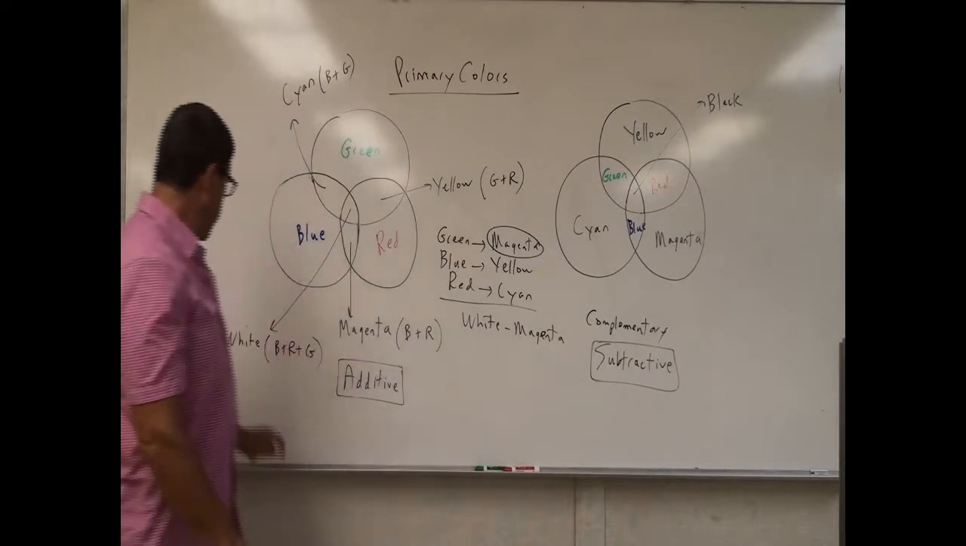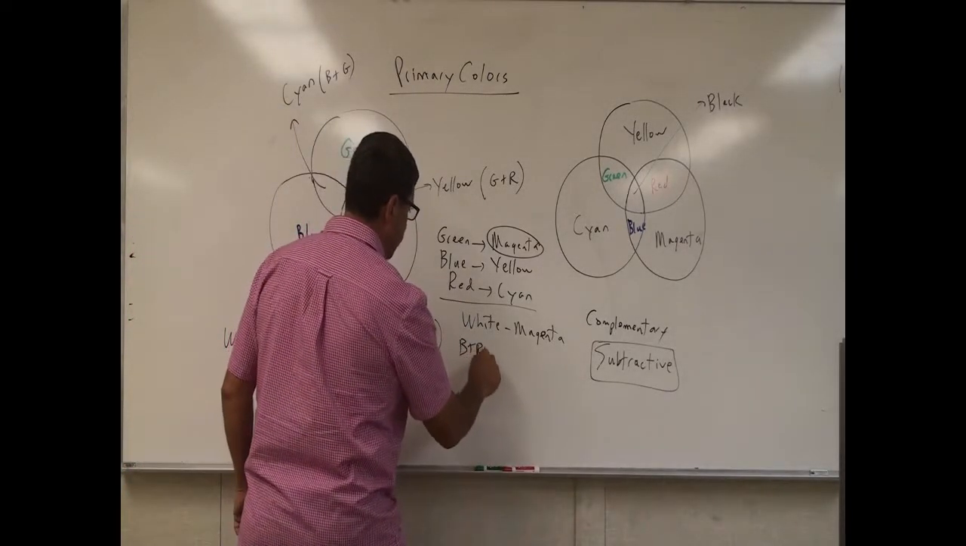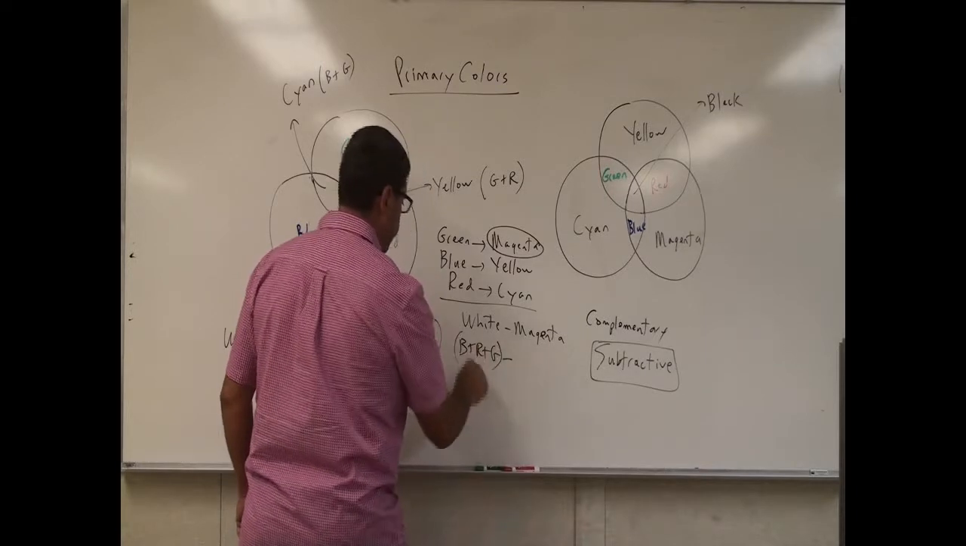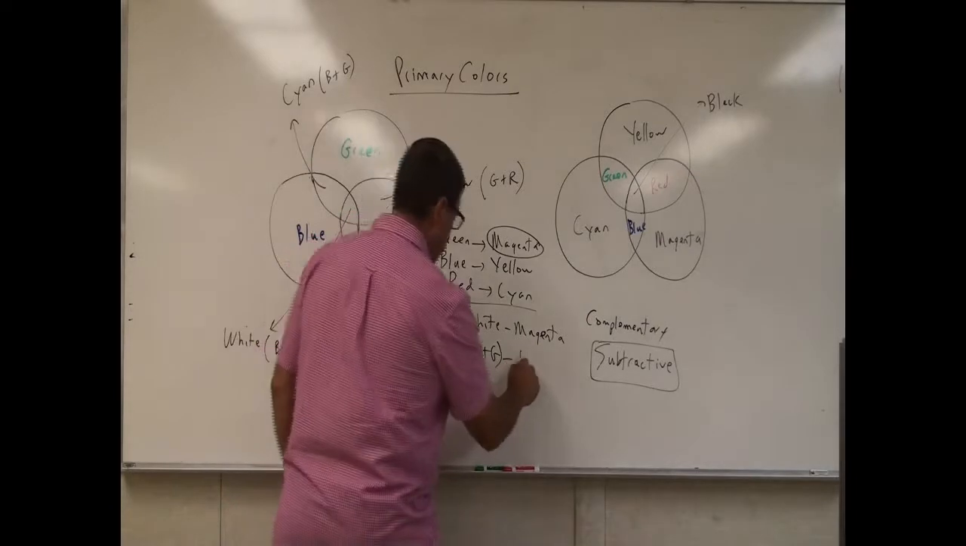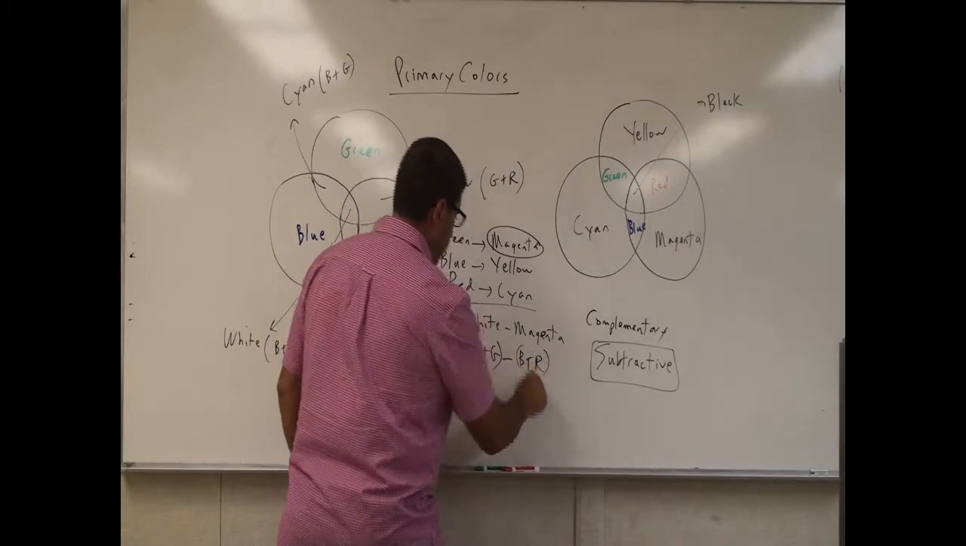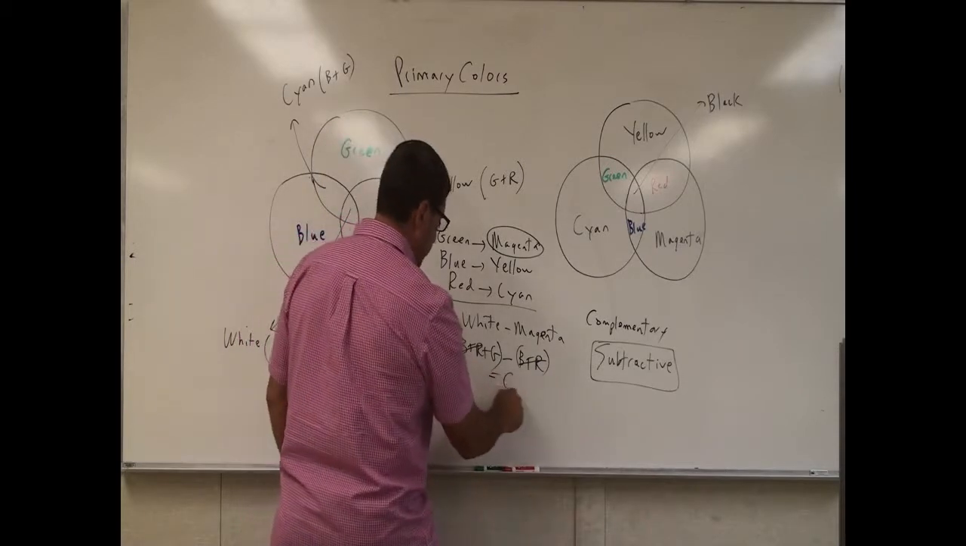Okay, so what is white light? Blue plus red plus green. If you subtract from that magenta, well, what is magenta? Blue plus red, right? If you subtract that, what do you get? Blue plus red cancels the blue plus red, and then you get green.